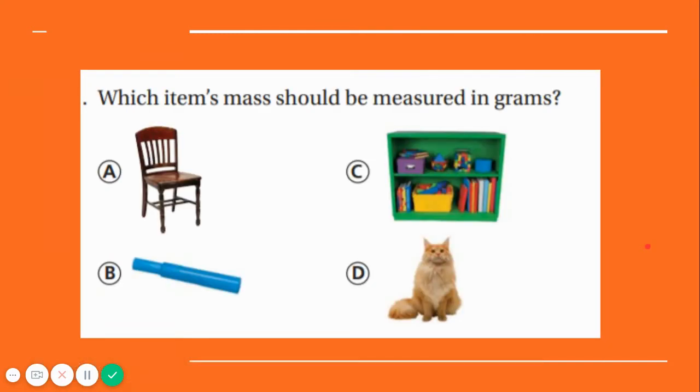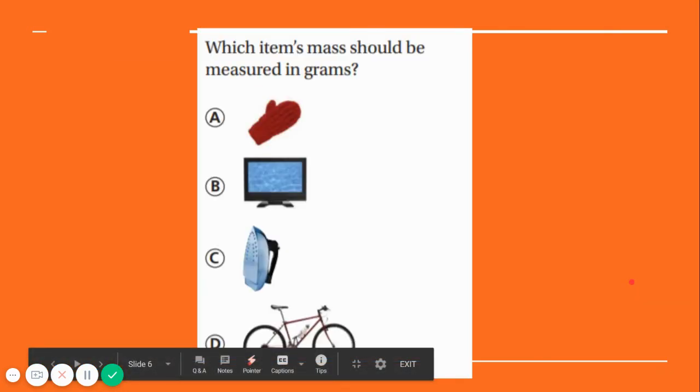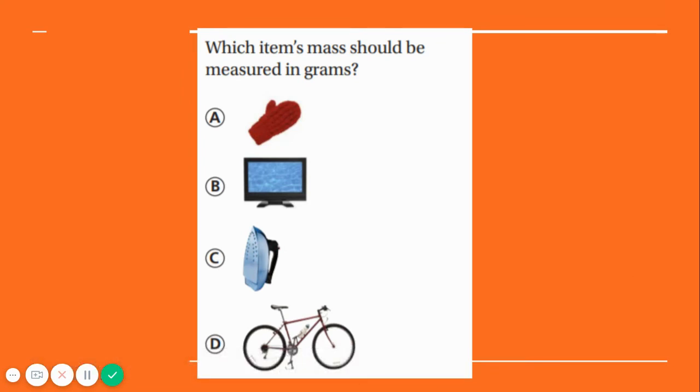Of these items, which item's mass should be measured in grams? Would you measure a chair in grams, a bookcase in grams, a highlighter in grams, or a cat in grams? Remember, grams is our light one. Probably the highlighter. Which item's mass should be measured in grams? Going light again. Would we measure a mitten in grams, a TV, an iron, or a bicycle? Out of this set, my lightest item would probably be the mitten, so I would probably measure the mitten in grams.